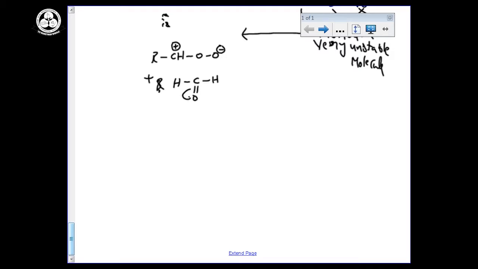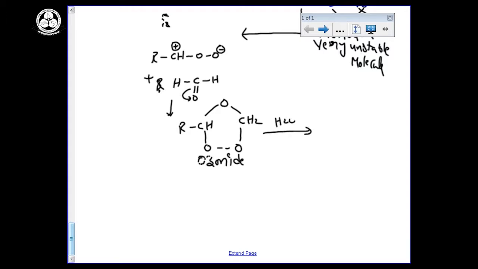Now you can rearrange this molecule and you get R CH O CH2. It is called an ozonide. That is monoxide, and this is ozonide. On further reaction with water in the presence of zinc, it will be broken like this. Then it can form RCHO, another one is HCHO, formaldehyde.